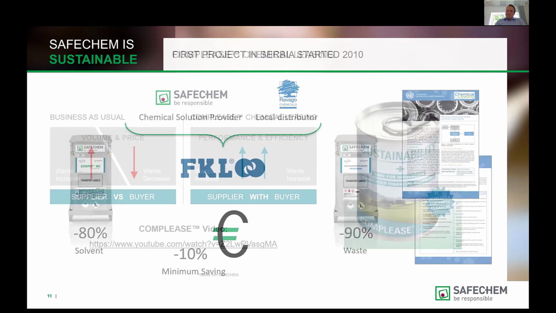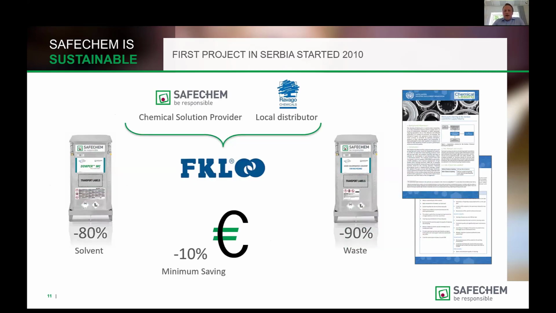So then we had a second project together with Vojka, actually, and Branko in Serbia, where we worked together with a local distributor, because he did the local storage of the products, and together we brought a chemical leasing concept to the customer FKL. There's a case study available, so more detail on that one as well. And here we were able to realize a reduction in solvent use of 80%, 90% even on the waste side, and 10% savings on the cost side.